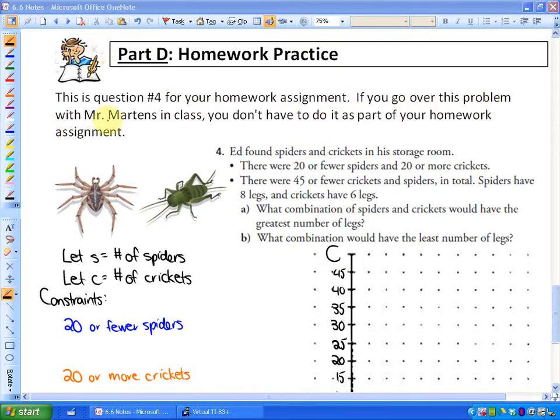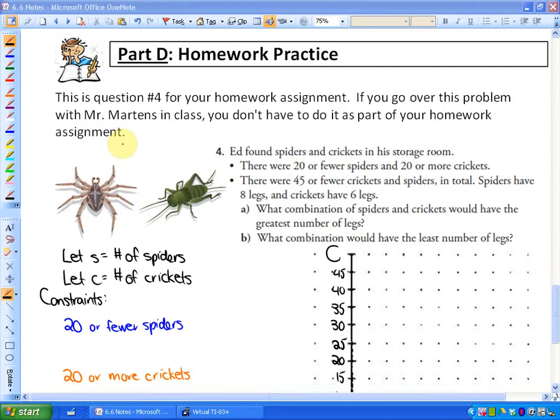If you go over this problem with Mr. Martins in class or via this YouTube video, you do not have to do it as part of your homework assignment. So you may want to pause this video at some point and try to finish it on your own, or you may want to follow along with me. But it's an optimization problem where we're trying to find a maximum or minimum combination for a particular solution.